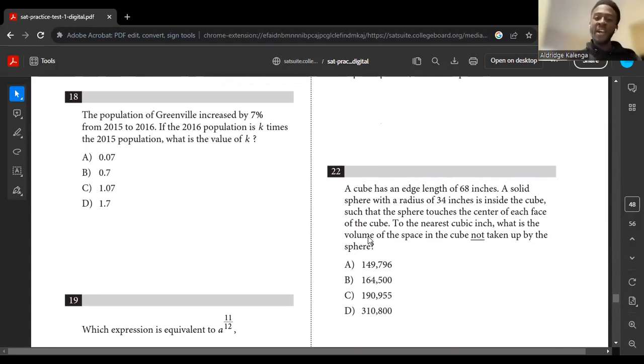All right. So a cube has an edge length of 68 inches. A solid sphere with a radius of 34 inches is inside the cube, such that the sphere touches the center of each face of the cube. So to the nearest cubic inch, what is the volume of the space in the cube that's not taken up by the sphere?